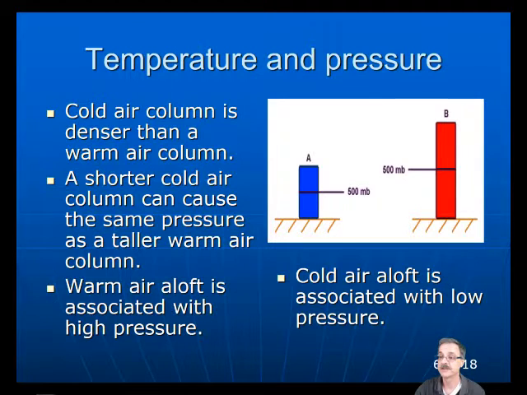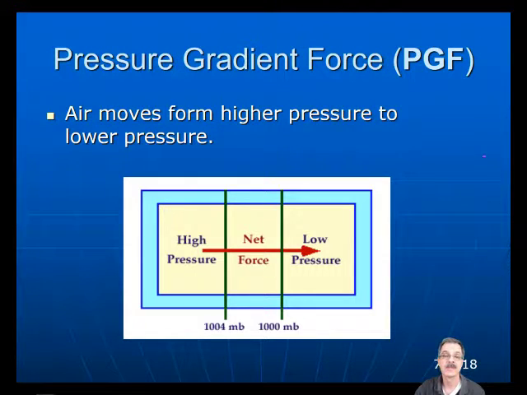All right, let's talk about the pressure gradient force. Air always moves from high pressure to low pressure. So the air will experience a force from the high pressure towards the low pressure. And this is what we call the pressure gradient force, or PGF.